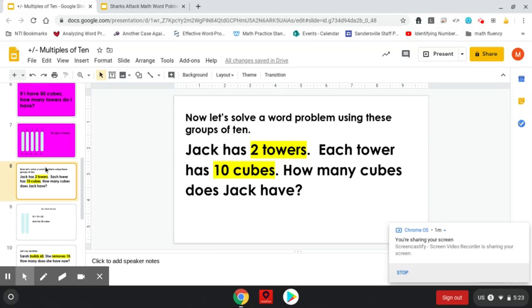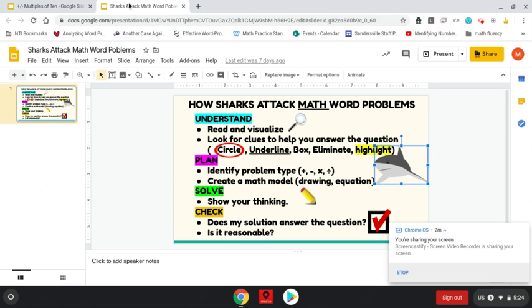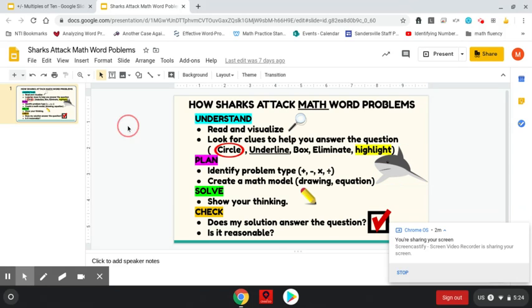All right, we're going to try and solve a word problem using these groups of 10. Jack has 2 towers. Each tower has 10 cubes. How many cubes does Jack have? We remember that when sharks attack math word problems, first we're going to understand the problem, read and visualize, look for clues. Then we're going to plan what type of problem this is, make a math model, show our thinking, and check our work to make sure that it makes sense.